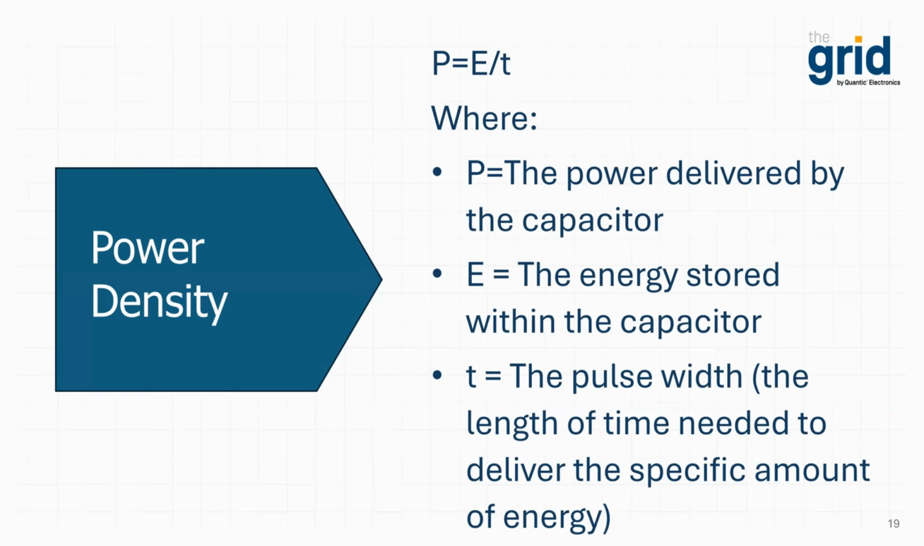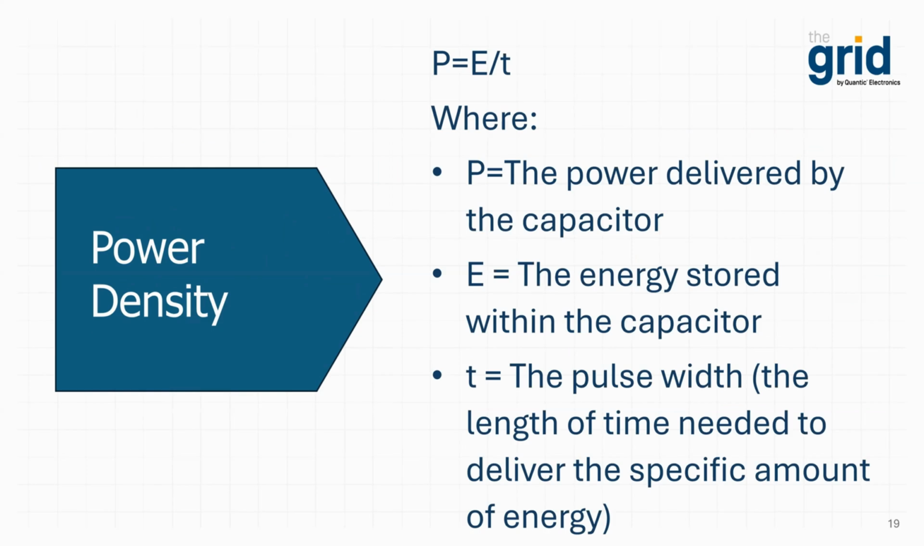P equals E over T, where P equals the power delivered by the capacitor, E equals the energy stored within the capacitor, and T is the pulse width, or the length of time needed to deliver the specific amount of energy. Designers must confirm that the capacitor can handle the application's required power needs, which is usually done by checking the manufacturer's datasheet or contacting them directly. Once confirmed, the power being delivered by the capacitor is divided by its volume, thus giving us its power density.